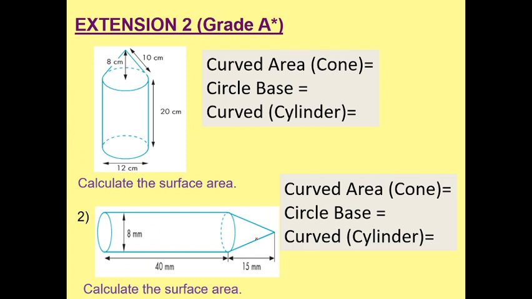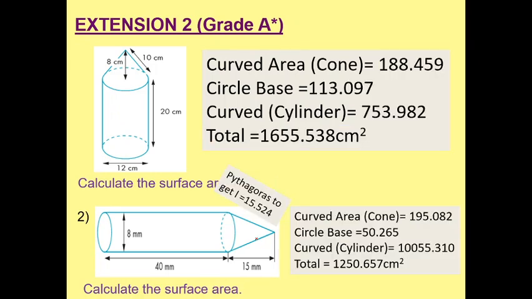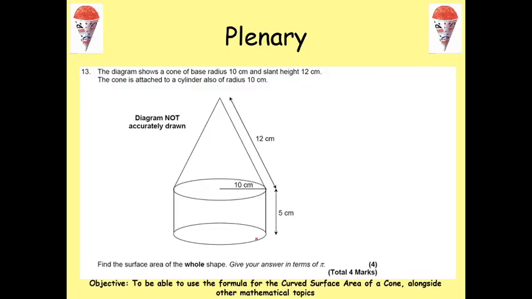And for the second one, the extension ones, what I like to do is break them up into the curved area of the cone, the base circle, and the curved part of the cylinder. Again, if you wanted to work them out now, you can, but I'll just show you the answers. The only other thing is, for question 2, you need your diagonal length, so you've got to use Pythagoras to get it. Okay, that's essentially it. I'll leave you with this question if you want to work it out.